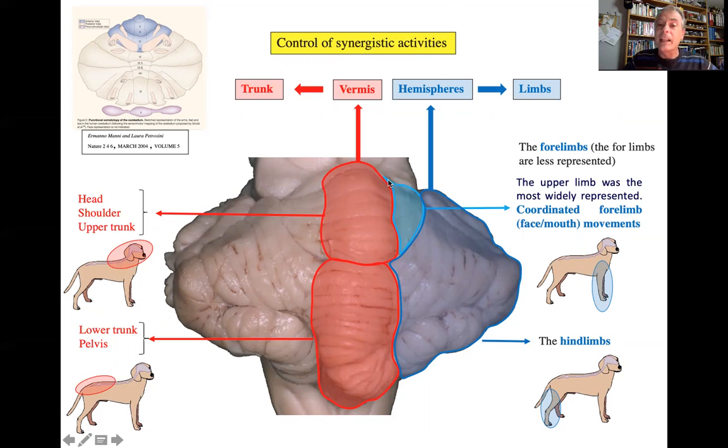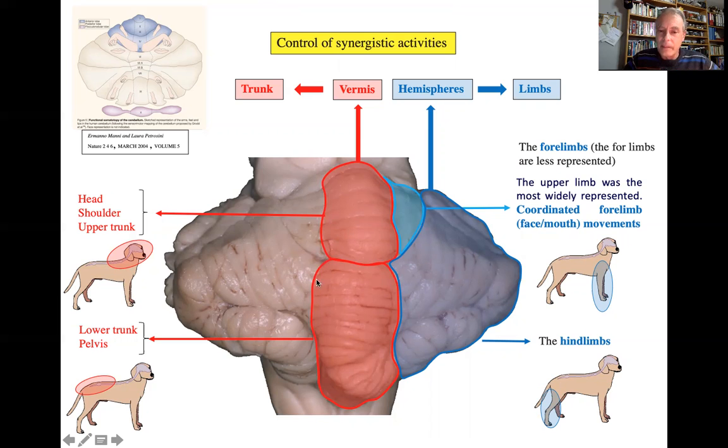And look at the limbs. Of course, there are feet as well, but there are hands, the bigger hands. So the cerebellar hemisphere from the rostral lobe of the cerebellum, okay, coordinates forelimb, face, and mouth. Okay, forelimbs, maybe forelimbs, right? This here, okay.